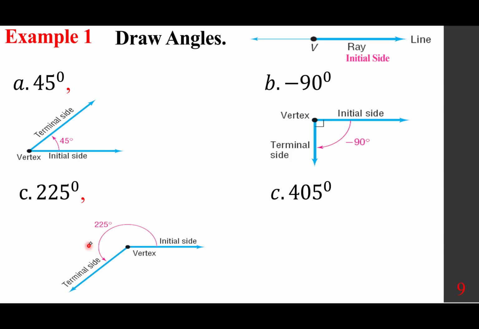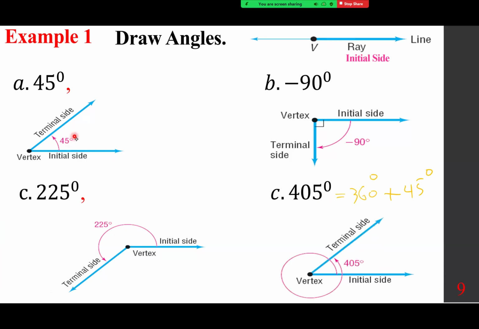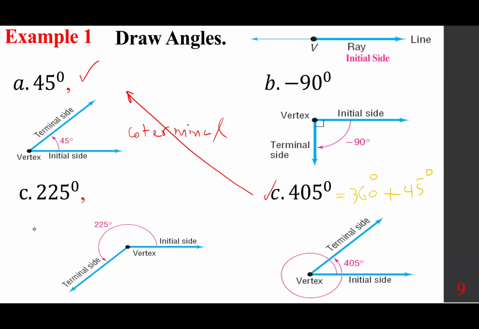405. That means this is larger than 360 degrees. So you go a complete revolution, and then 45 degrees. In other words, this much. And these two would be examples of coterminal angles. This one and this one are coterminal angles, just as an example. So pretty straightforward.